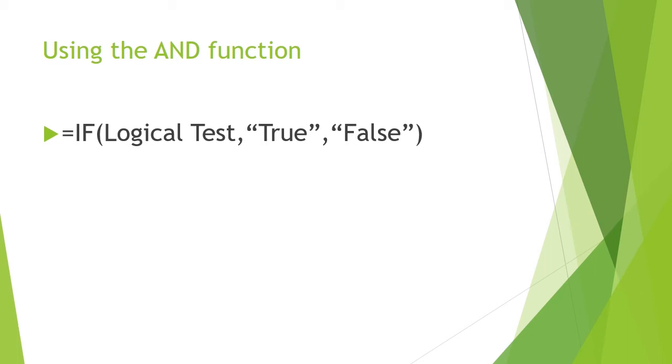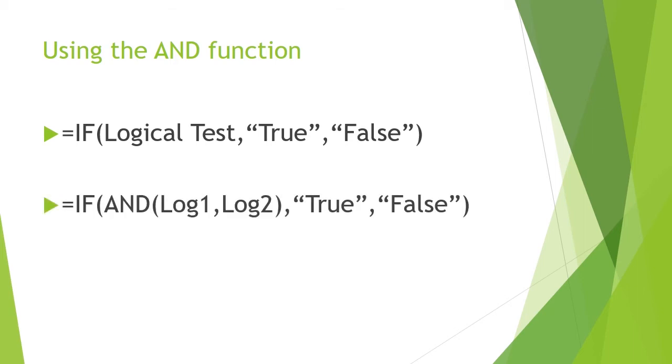In order to have room for our second piece of criteria, the first thing we need to decide is whether one or the other needs to be true, or whether both pieces of criteria need to be true. In the case of your level 2 functional skills ICT exam, it'll always be a case of them both needing to be true, and to do that we use an AND function. So you can see how after we've opened the first bracket, we've added in the AND function, and then opened a second set of brackets, and that allows us to include more than one logical test, as I've represented here with log 1 and log 2.